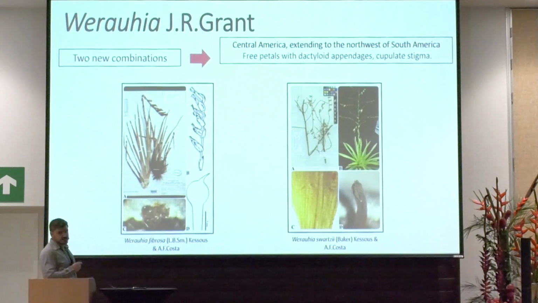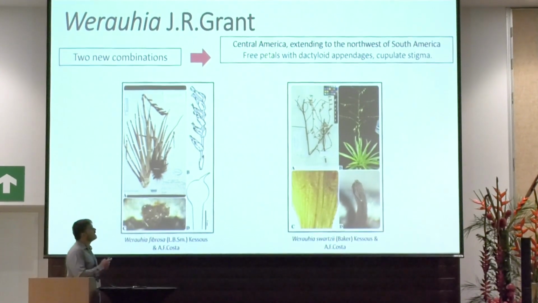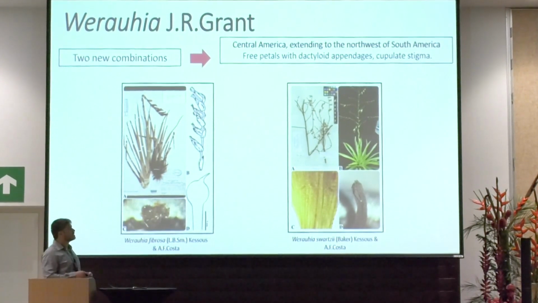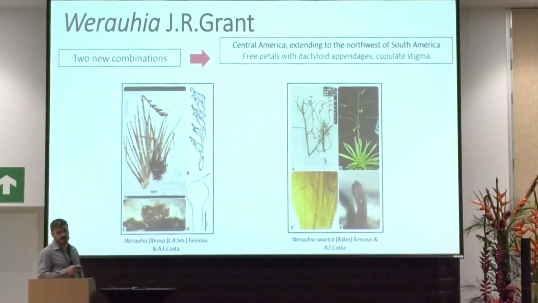So 2 combinations in Werauhia, especially by the free petals with dactyloid appendage. Dactyloid means like the fingers of the hand, and a coniventate stigma, exclusive stigma of this lineage in Tillandsioideae.